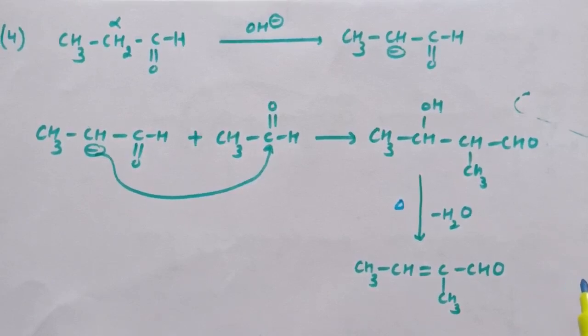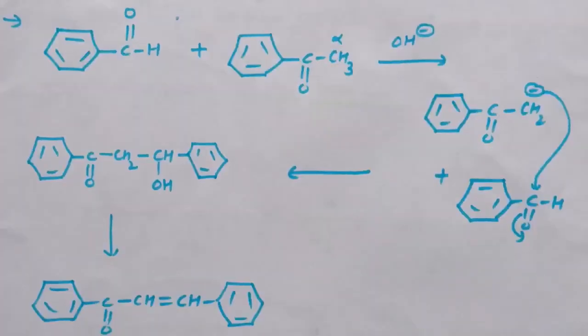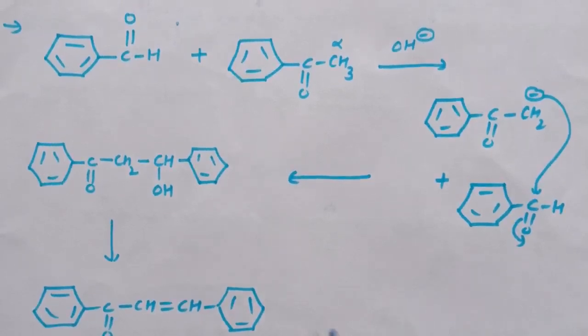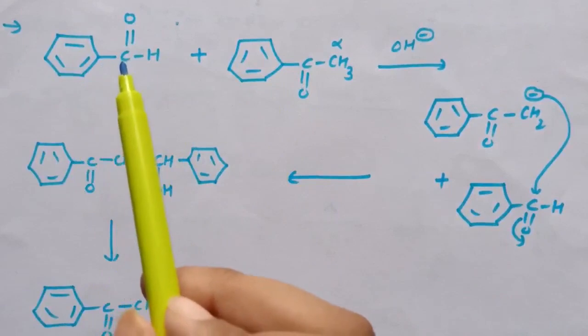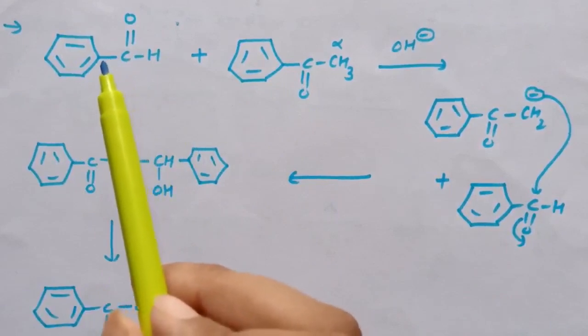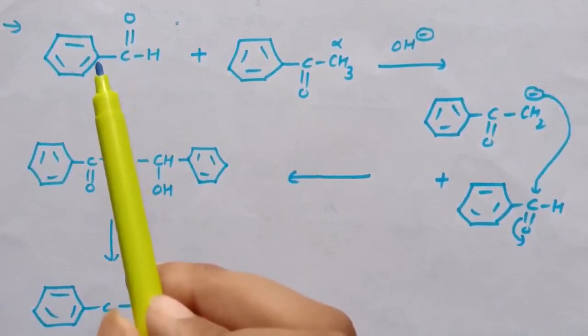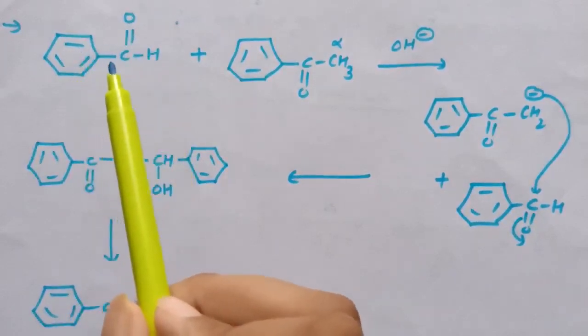So here one more example is written: reaction of benzaldehyde and acetophenone. Now in case of benzaldehyde there is no alpha hydrogen. So the base cannot abstract a proton from this aldehyde.